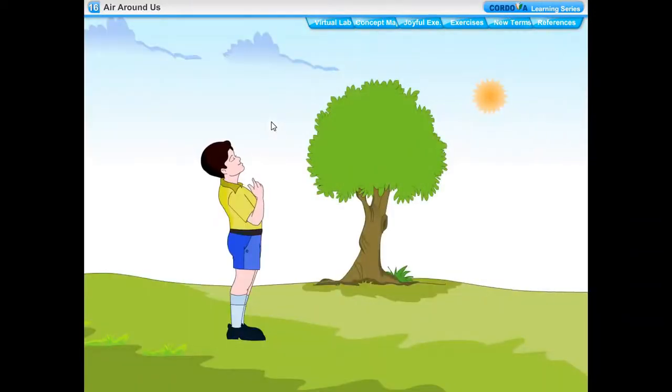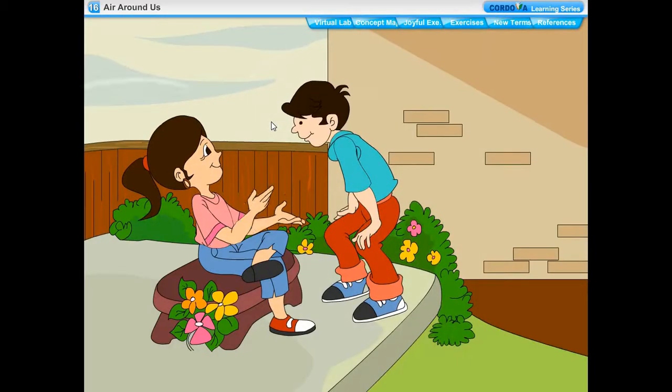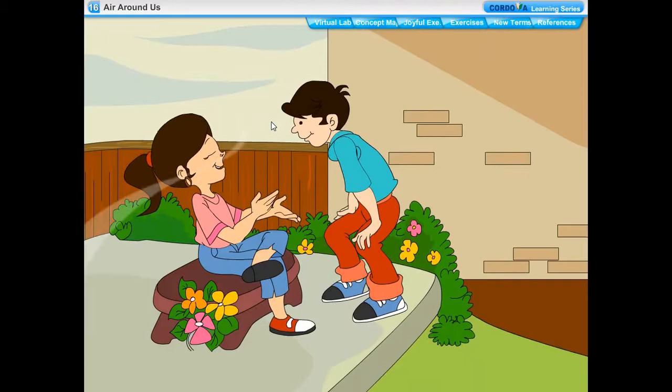Living things cannot survive without air. One can live without food and water for a few days, but it is difficult to live for more than a few minutes without air. We cannot see or smell air, but can feel its presence in many ways when it starts moving or blowing.